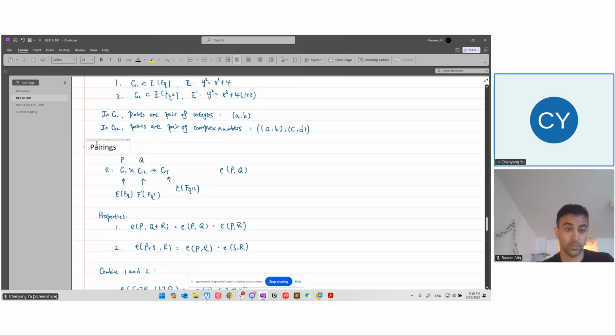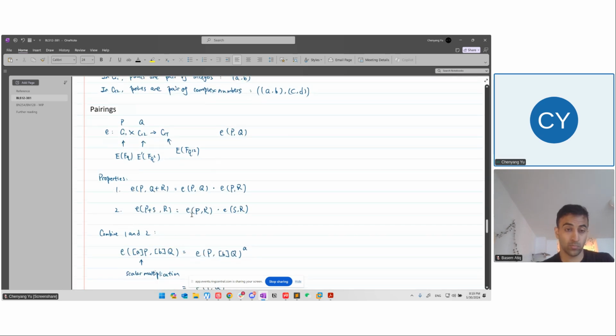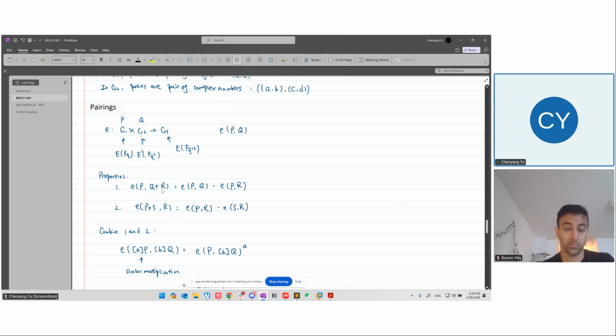So usually we call this a bilinear pairing. Why is that? Because it has some nice properties. It is linear on both sides. That's why it's called bilinear. So for example, if we have linearity on the right, with Q plus R, you can just say we can do the first pairing and then the second pairing and then multiply them. Same for the first component. Okay. So it's called bilinear because we have 2 linear properties here.